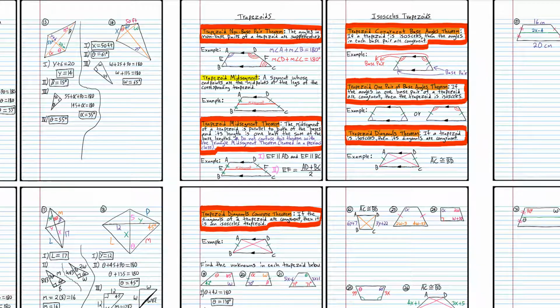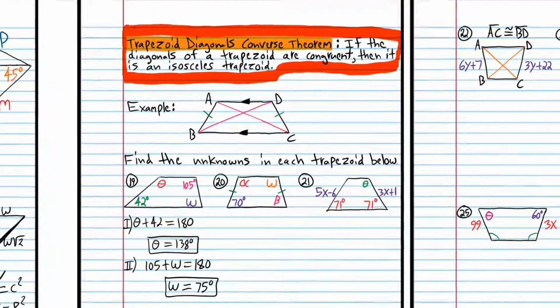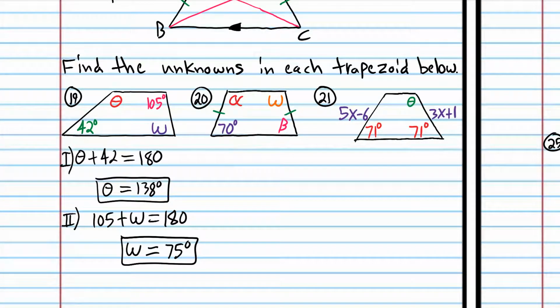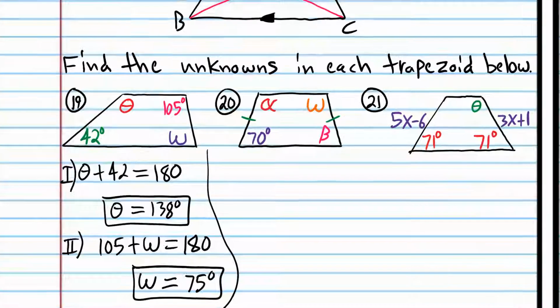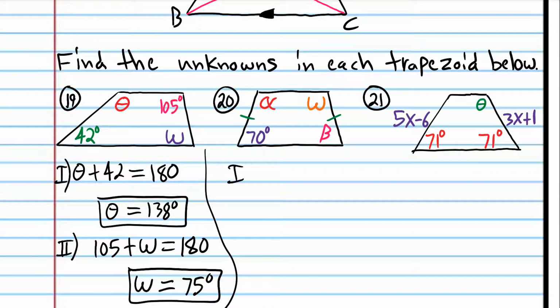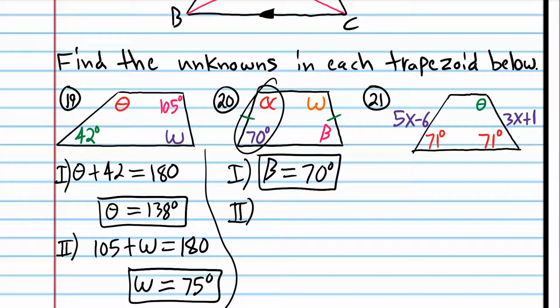So we know that this is an isosceles trapezoid. How do we know that? Because I marked these little green tick marks there. That means it's isosceles. So because it's isosceles, that means that base pairs are congruent. So that means that beta must be 70 degrees. And we also know that these two angles are supplementary, so alpha plus 70 has to be 180, which means that alpha is 110 degrees.